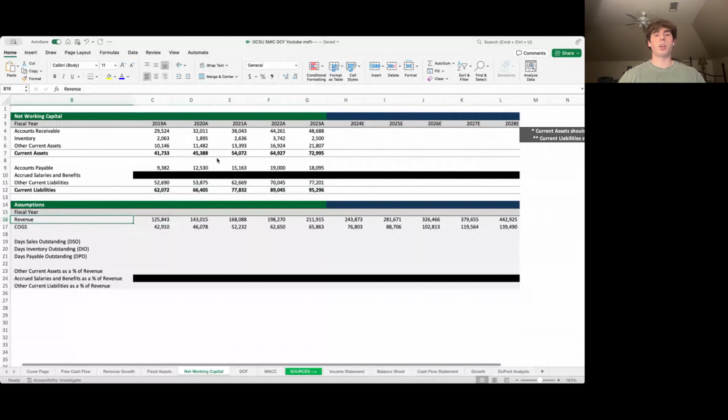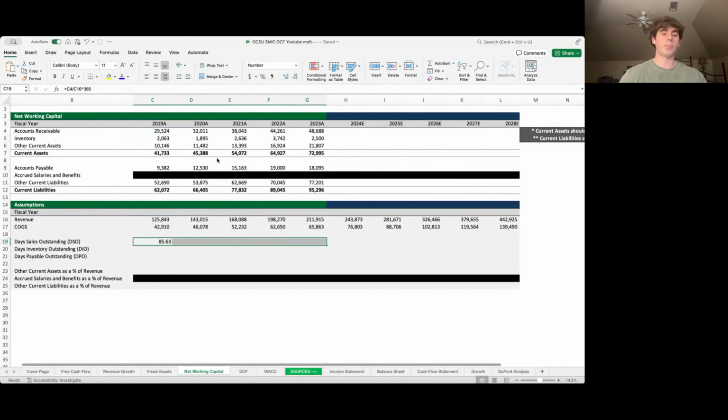Next, we're going to start working the assumptions. First is days sales outstanding. That's how many days it takes the company to receive payment on a sale. Formula for this is accounts receivable divided by the revenue times 365. So almost 86 days to receive payment on a sale.